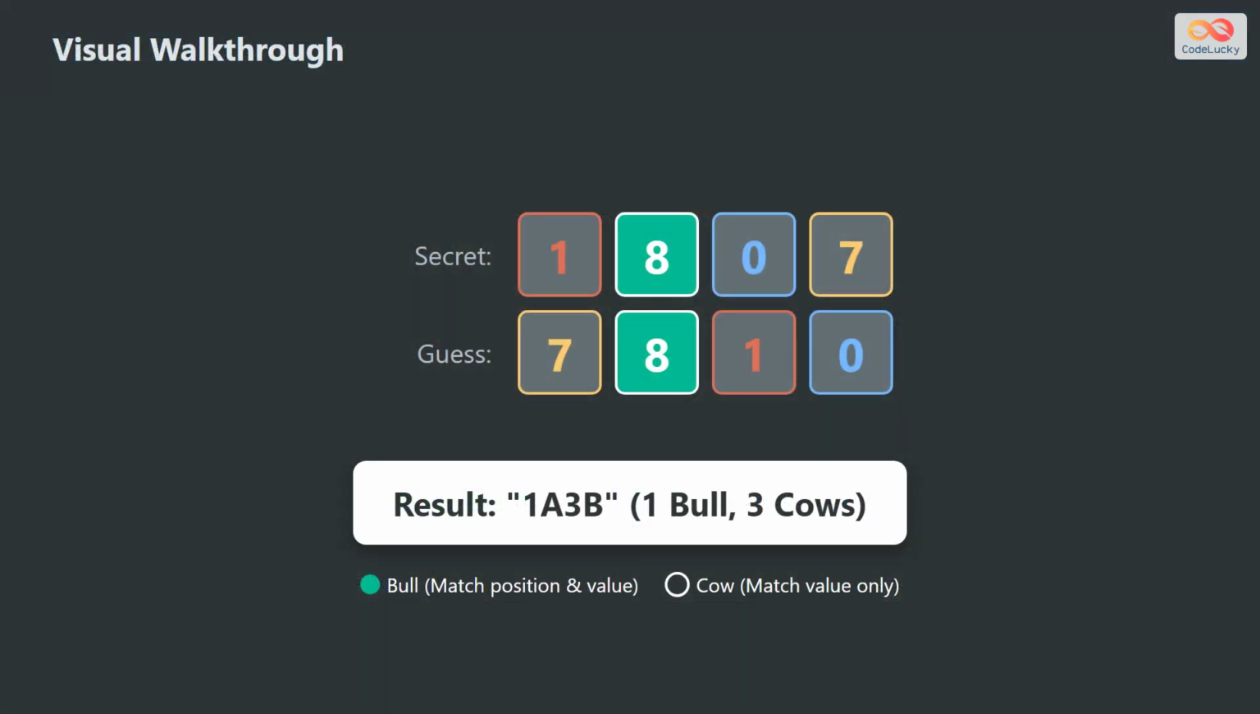Let's look at a visual example. If the secret is 1807 and the guess is 7810. The digit 8 matches perfectly in the second position, so that is one bull. The digits 1, 0, and 7 appear in both numbers but in different spots, making them 3 cows. The result is 1A3B.